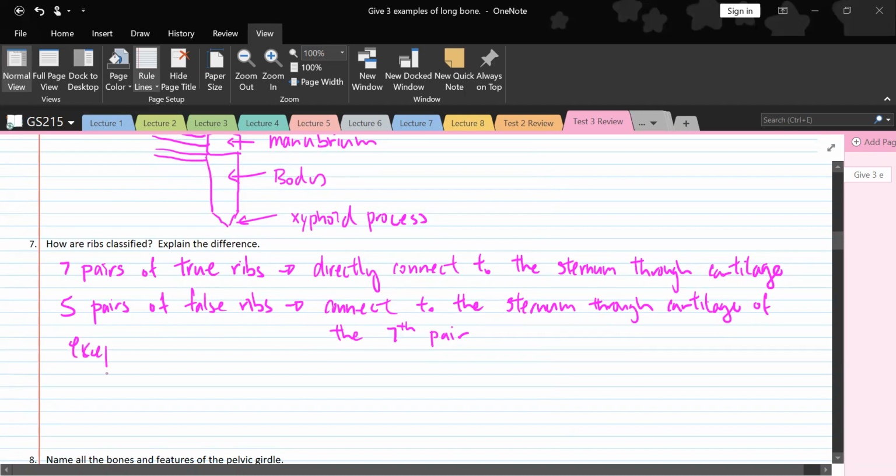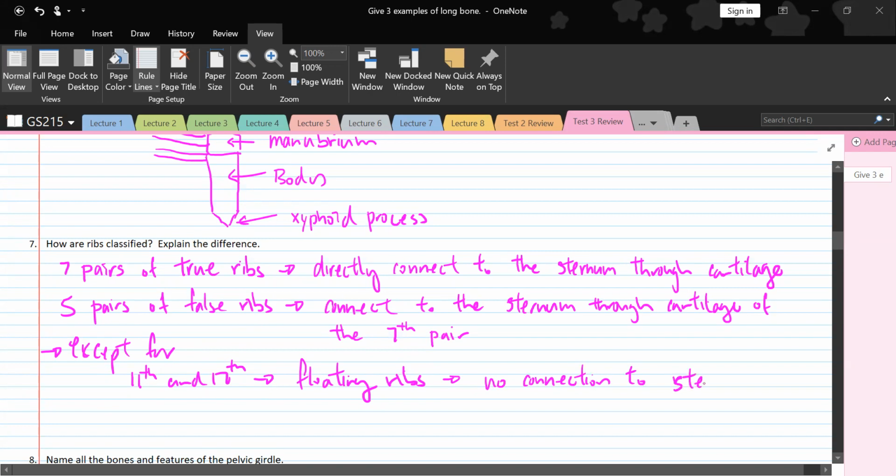Except for 11th and 12th. Okay, these are floating ribs. Okay, so of the 5 pairs of false rib, 2 pairs are floating ribs. They have no connection. No connection to sternum at all.